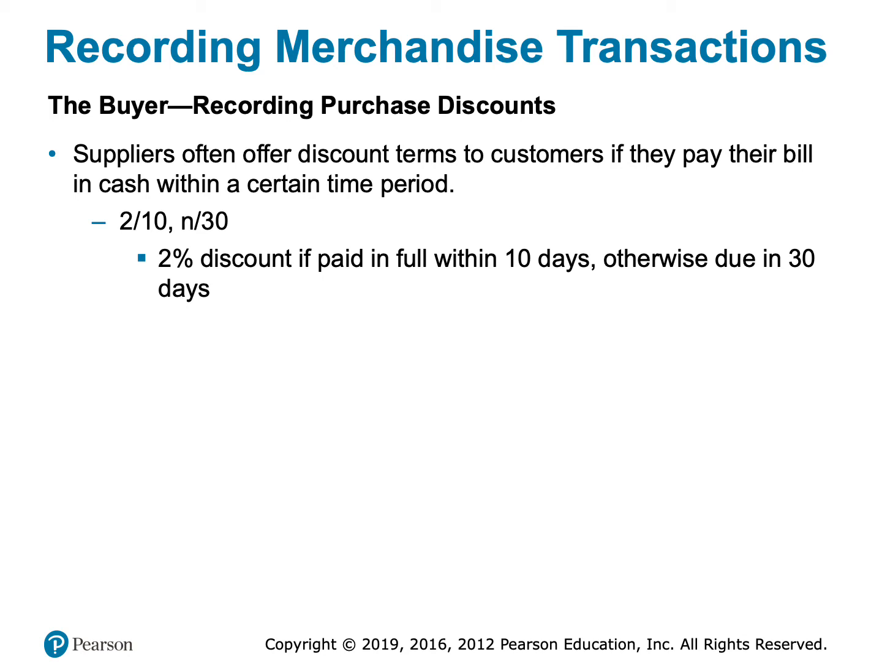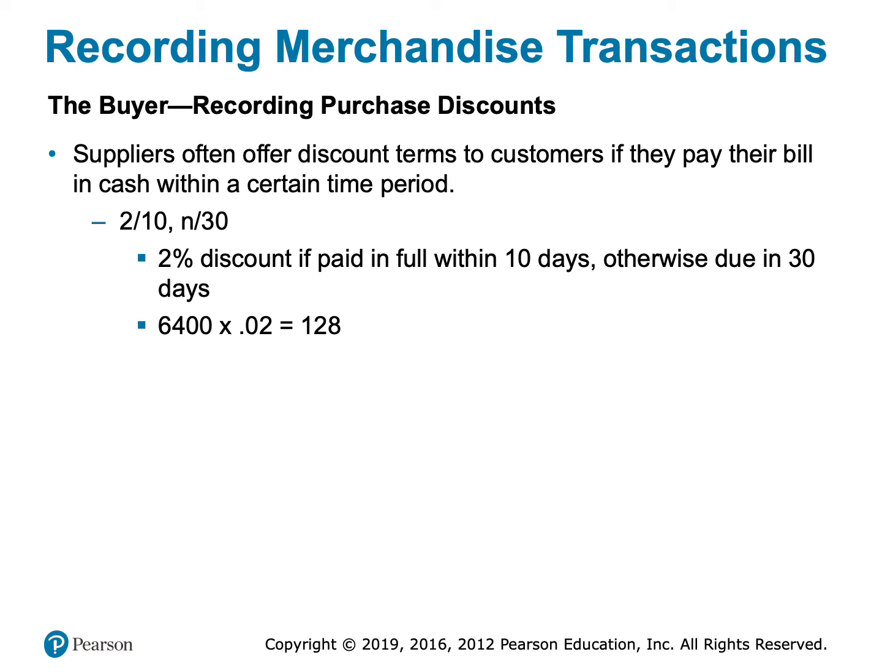If it were 1/15, it would say we would get a 1% discount if we paid our bill within 15 days. And then after the comma, this tells us how long we have to pay the bill if we're just going to pay the full amount. So if we pay within 10 days, we get a 2% discount. Otherwise, the entire bill is due in 30 days. Sometimes it will say 2/10 EOM. Instead of net 30, it may say EOM. That means end of month. So we have a 2% discount if we pay within 10 days. Otherwise, the entire bill is due at the end of the month.